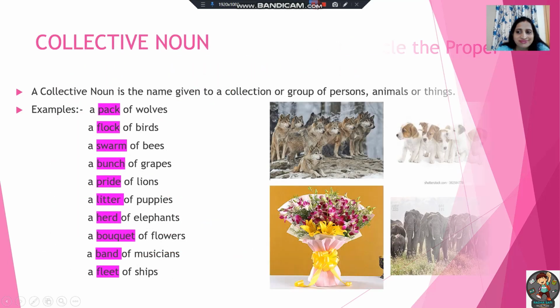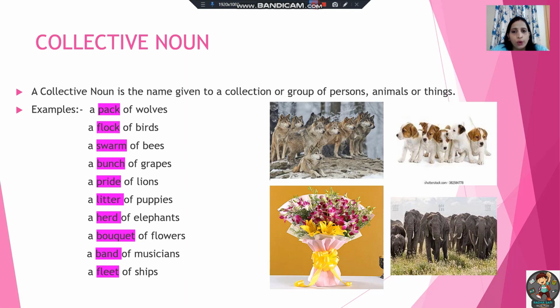Okay. So now the next type of noun which we are going to discuss today is collective noun. So what do you mean by collective noun? A collective noun is the name given to a collection or group of persons, animals or things. Or in other words, we can say that a collective noun represents a group of persons, animals or things.